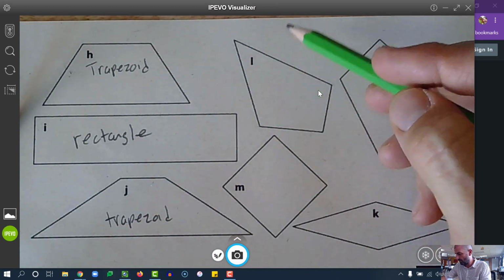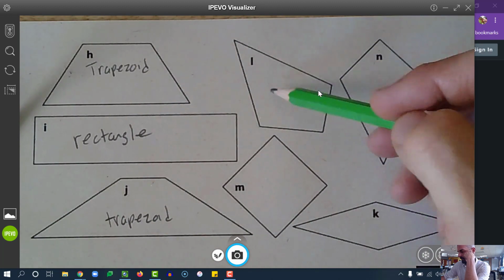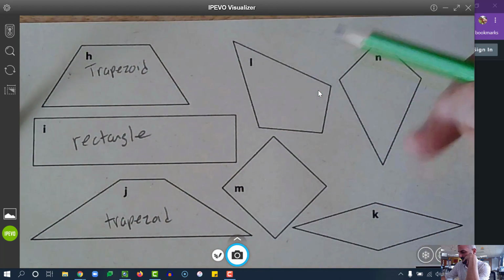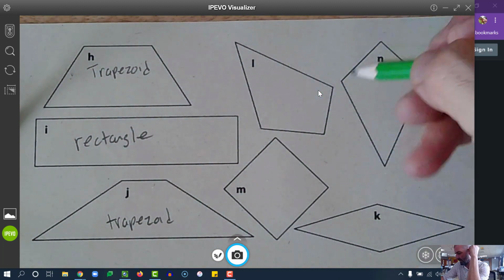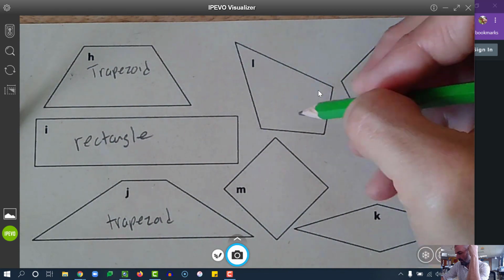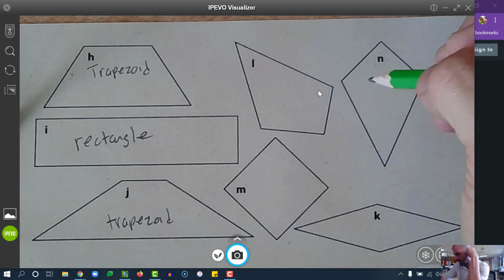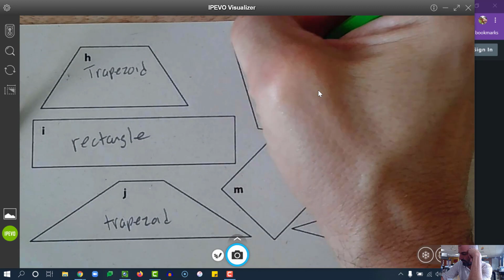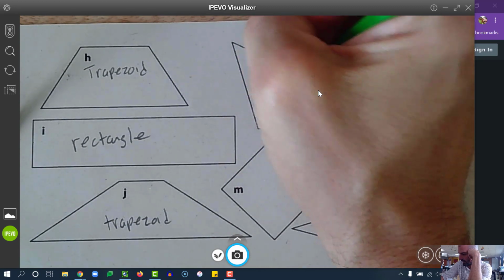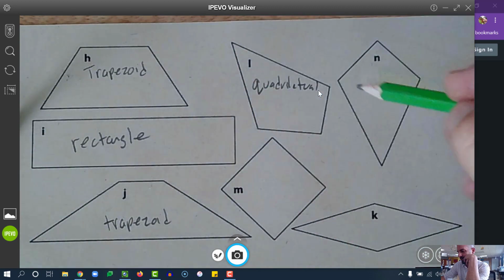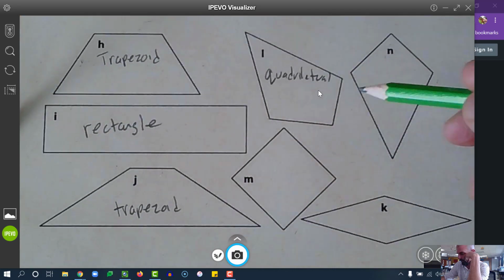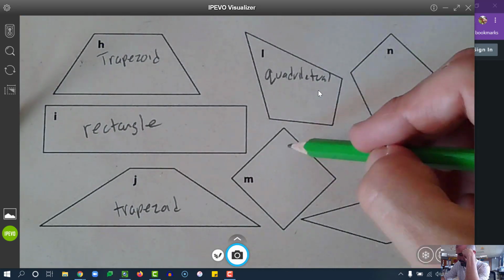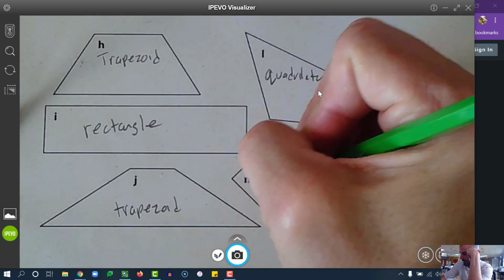This is L. There's nothing. There's no congruency here. There's no right angles. There's no parallel sides. This is a quadrilateral. So that's the only thing this can be. This can't be anything other than a quadrilateral. M. Okay, that is a square.